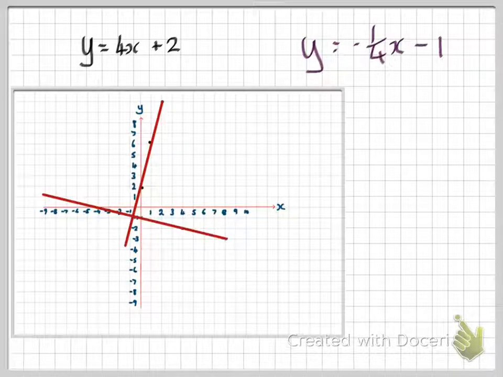If we were to graph those two, this is what they would look like, and we would see that those have a 90-degree angle between them, so they are perpendicular. For most questions, you find the gradient first.